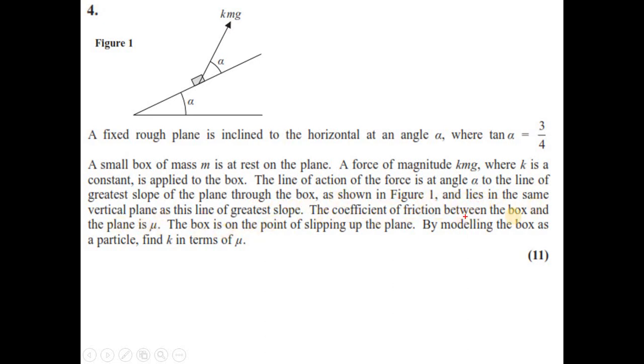The coefficient of friction between the box and the plane is mu. The box is on the point of slipping up. Okay, key point. By modeling the box as a particle, find k in terms of mu.